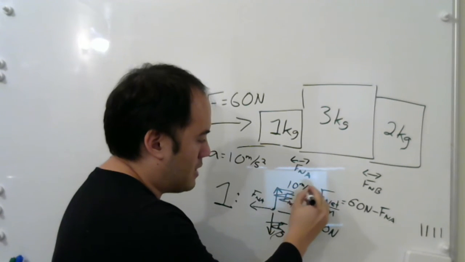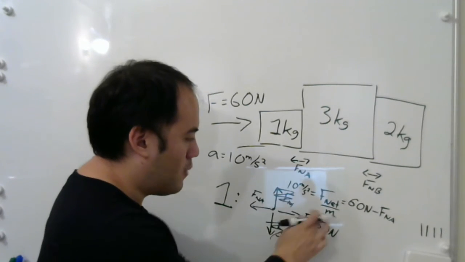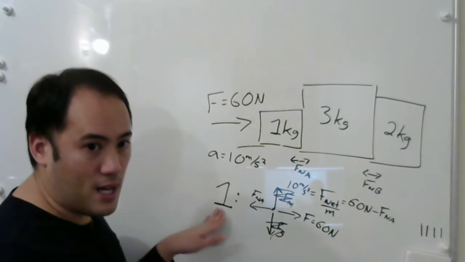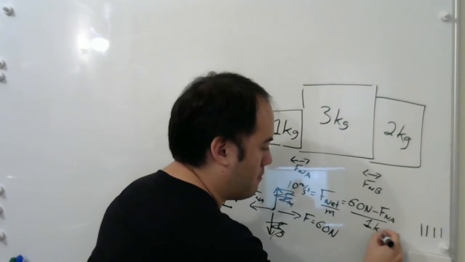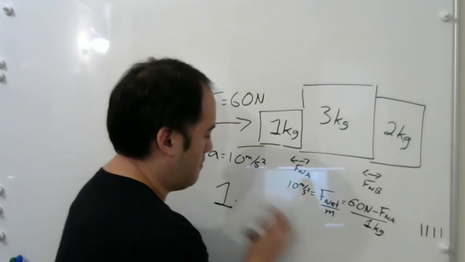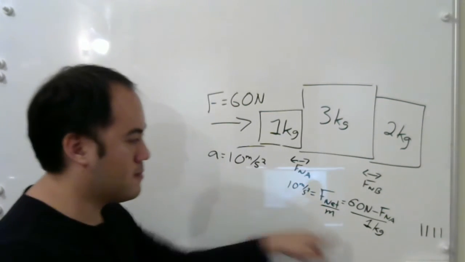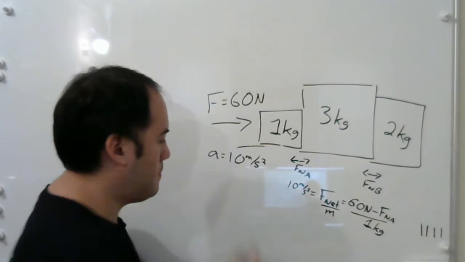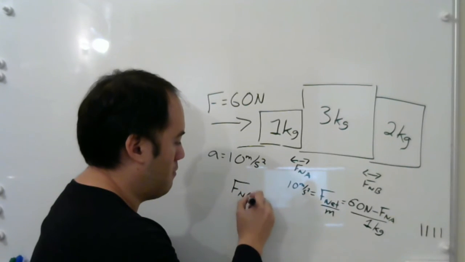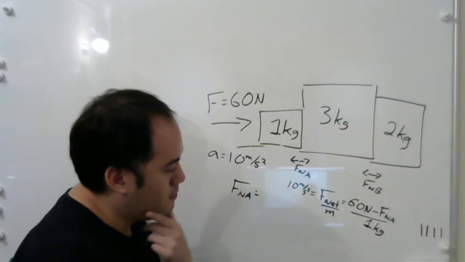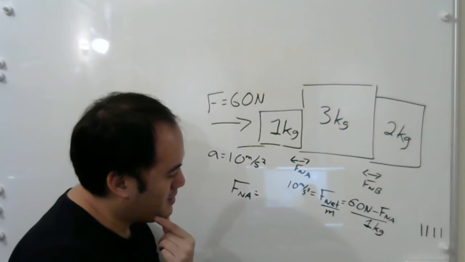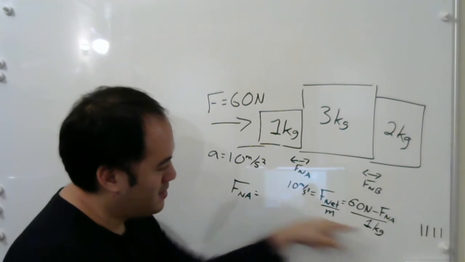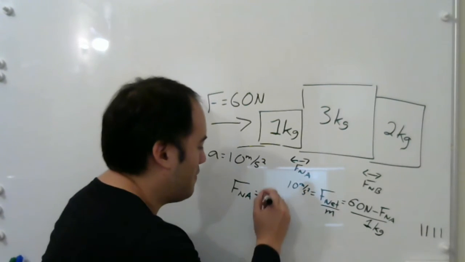It's very messy. I made my drawing too big. I apologize. Well, what's M for block 1? Again, we're talking about block 1, not the system. So it's not 6 kilograms, it's 1 kilogram. Solve this. Come on, brain, solve it. 50 newtons.